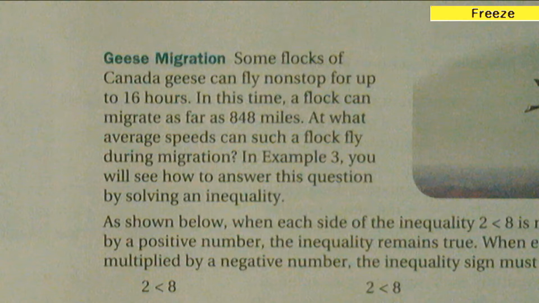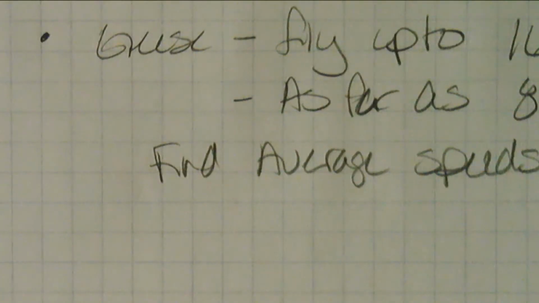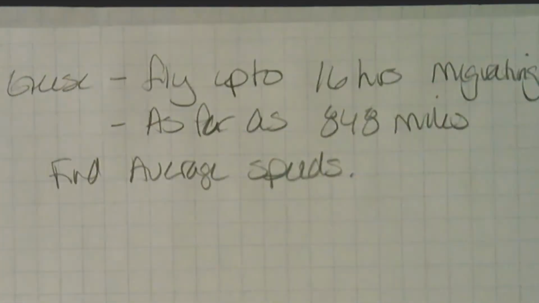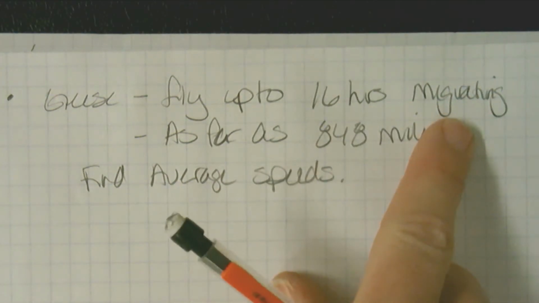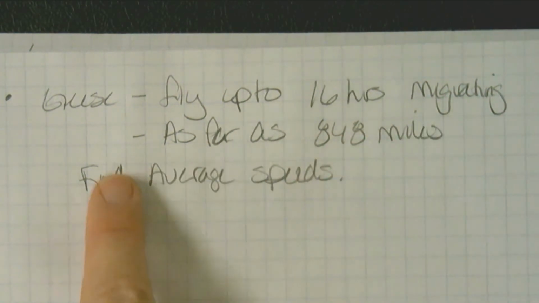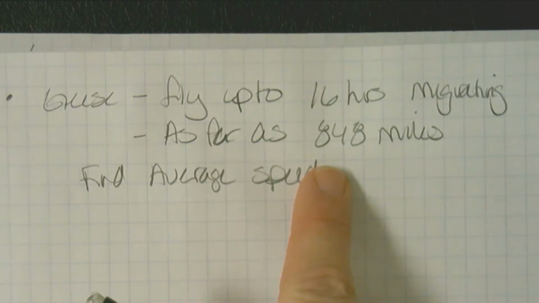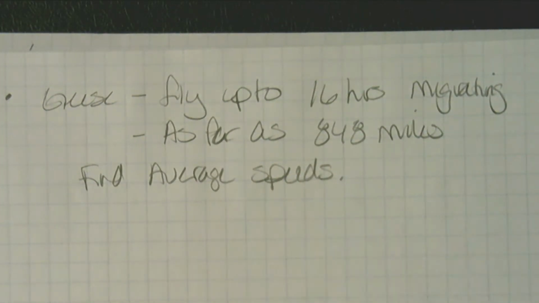Okay, so these are the things that I wrote down as kind of bullet points. I don't write down everything if I don't have to. Here are my givens. We have geese. They fly up to 16 hours migrating. They fly as far as 848 miles. We want to find the average speeds.